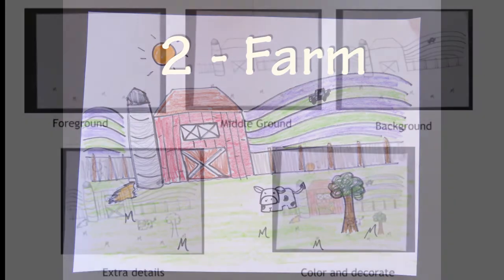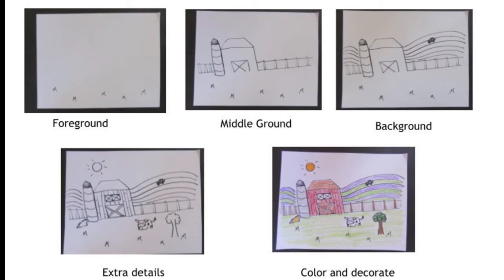The farm. Let's start with the foreground, the things closest to us. We are just going to have regular grass in front of ours, so there's just a few grass marks to use as a guide. Other variations might be to put a fence there, or shrubs, or even move the barn to the foreground. The middle ground is a little farther back.